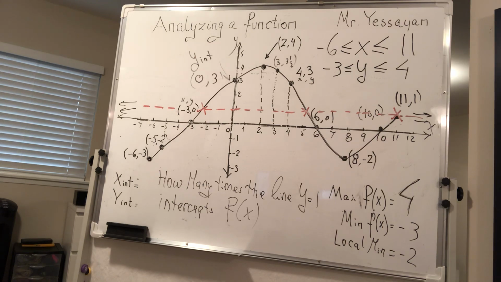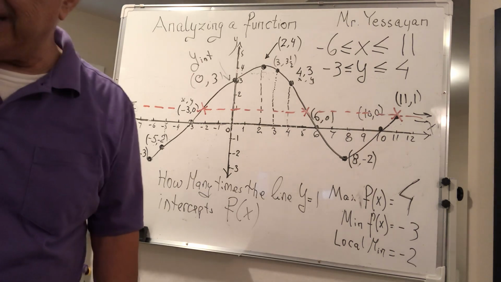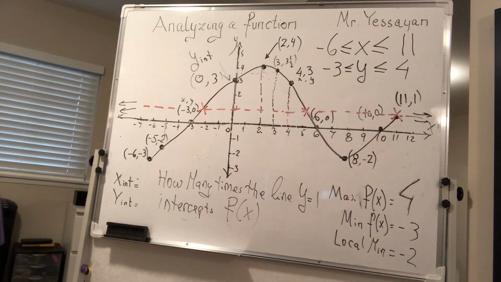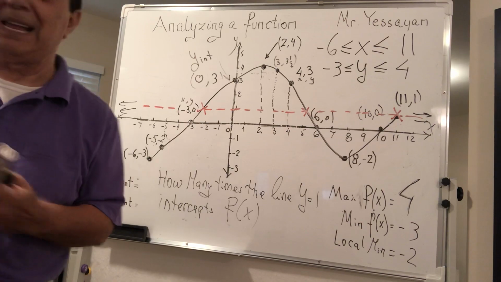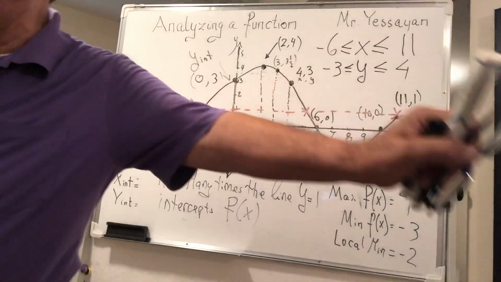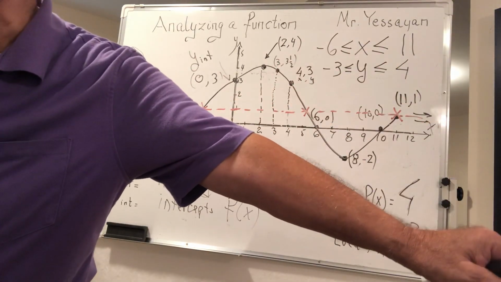Okay, guys? How many times does the line y is equal to 3 touch the graph? How many times? Y is equal to 3. Look at the graph. How many times? 2 times. Beautiful. 2 times. Everybody got it? Understand, everybody? It's 2 times?